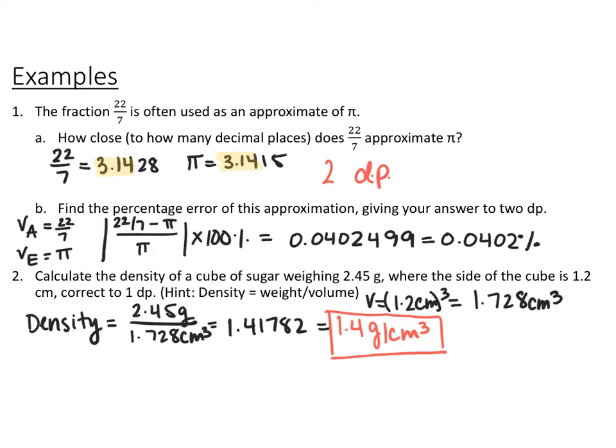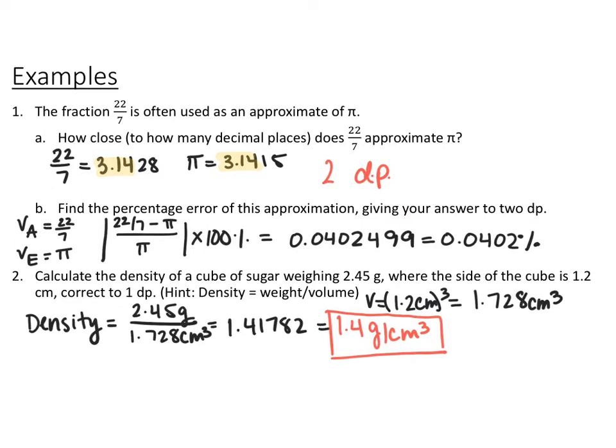So density is weight divided by volume. First I had to calculate the volume of the cube. Volume of a cube is just cubing the side, so you end up with 1.2 cubed, which is 1.728 centimeters cubed. Then density would be the weight, which was 2.45 grams, divided by the volume, which was 1.728 centimeters cubed. Plug that in our calculator, 1.41782, and so on, and then it wants us to round to 1 decimal place. I'm looking at the 4, and the 1 is going to round it down, so 1.4 grams per centimeter cubed.